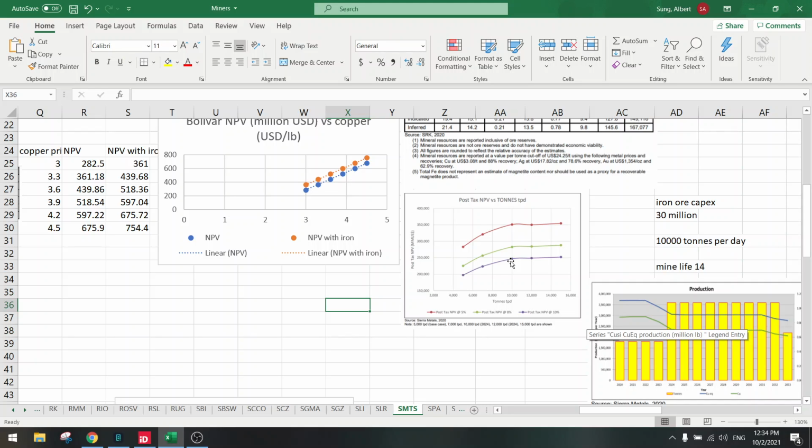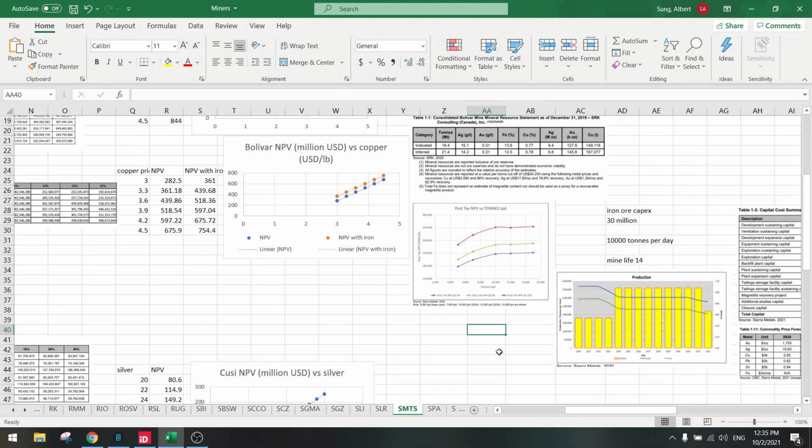Okay, so if they use this here, then there would be a lot of risk involved due to the high tonnage, and the NPV is not actually going much higher, so they chose the 10,000 tons per day. I think that is a very good way to think about this. Less risk and good NPV.